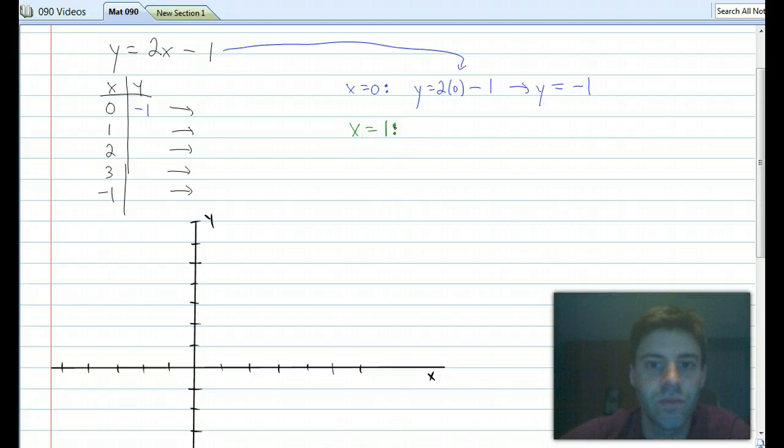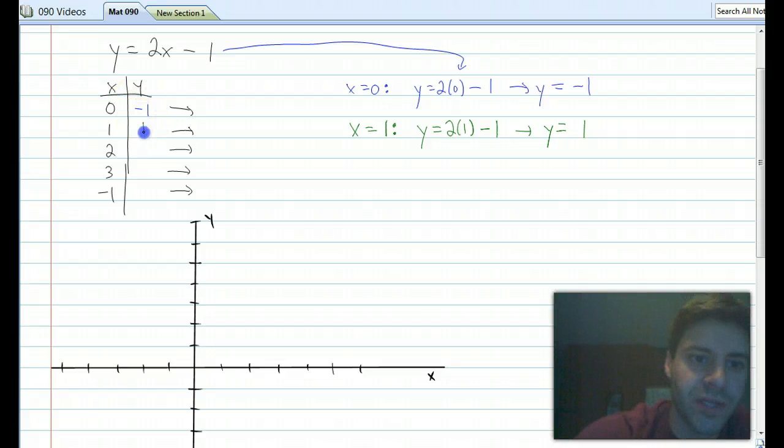Let's do that again. Let's take a look at what happens when x equals 1 now. If x equals 1, we're going to substitute again our x equals 1 into this original equation. And we have y equals 2 times 1 minus 1. And what does that give us for y? Y equals 2 minus 1. That's going to be a positive 1. So our corresponding y value in this case is going to be positive 1.